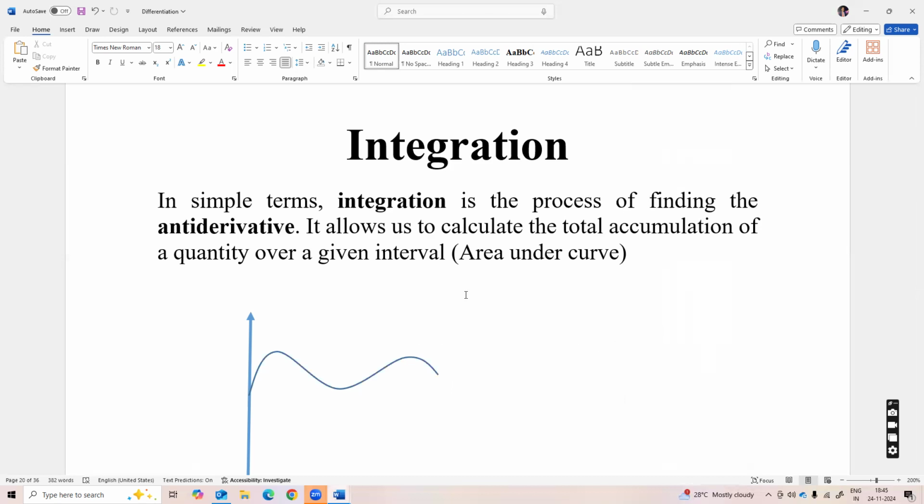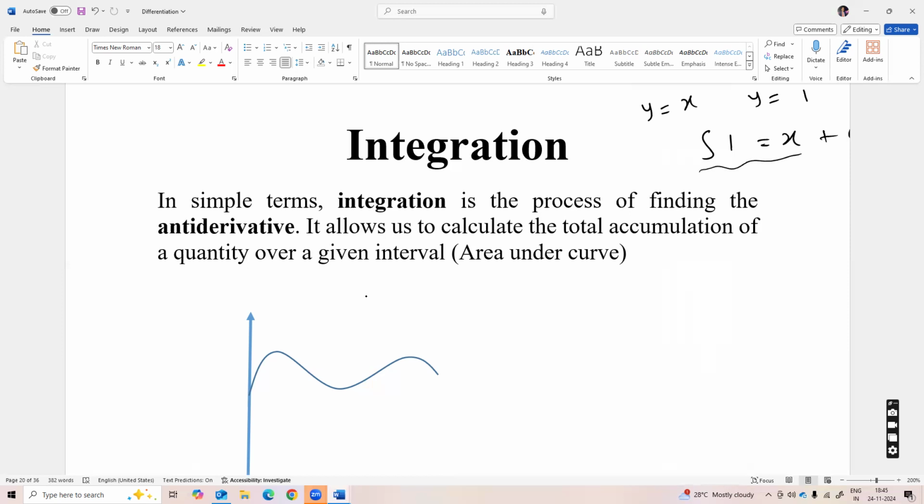So now we will start with the integration part. Integration is basically the inverse of derivative. So whatever we have learned in derivative, like if we have function y equal to x, its derivative is 1. So if you find the integration of 1, it will be x. So integration of 1 is basically x, or x plus constant.